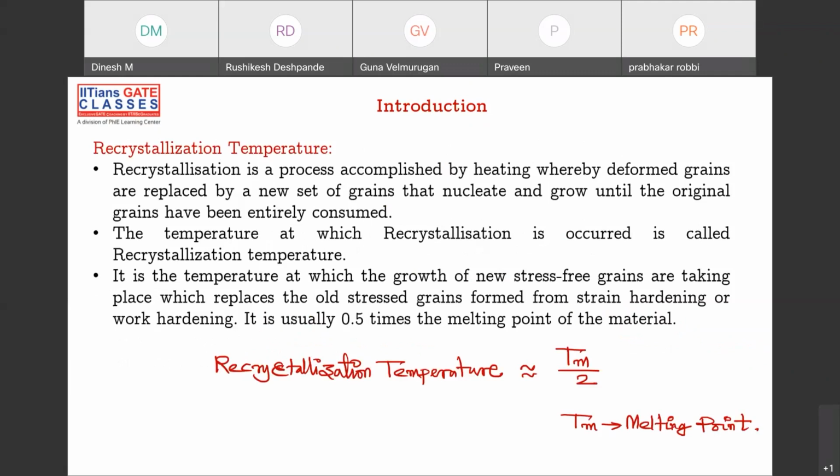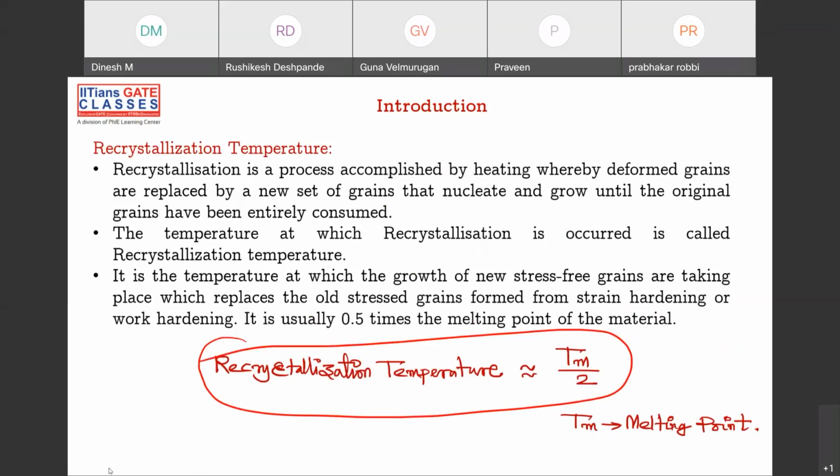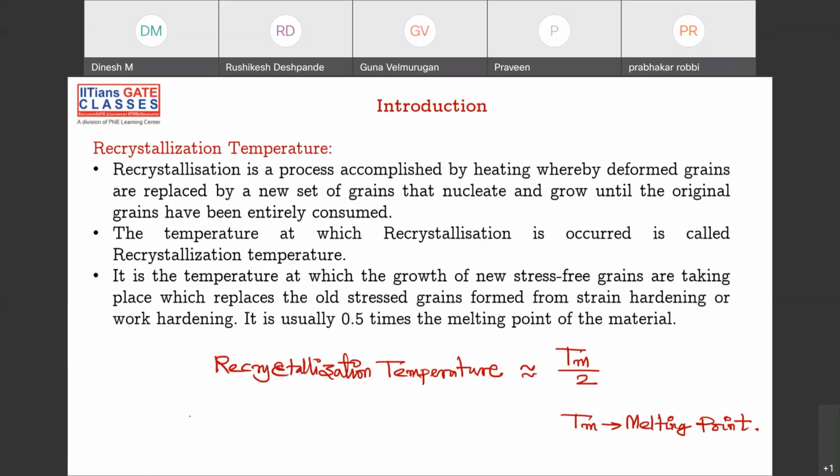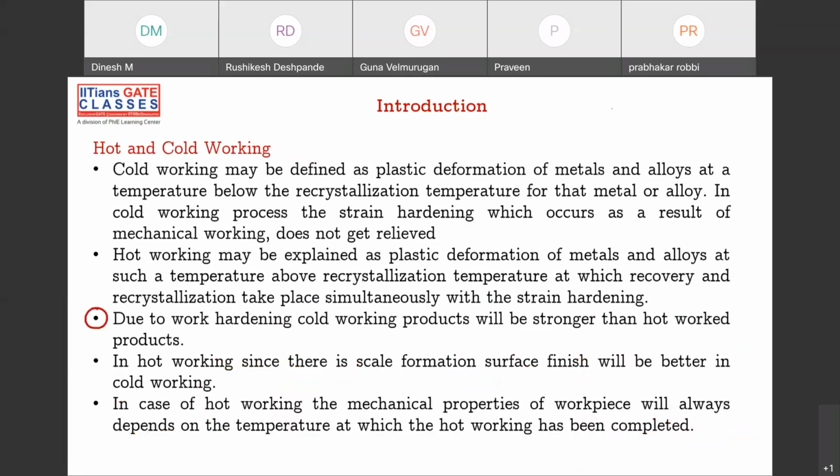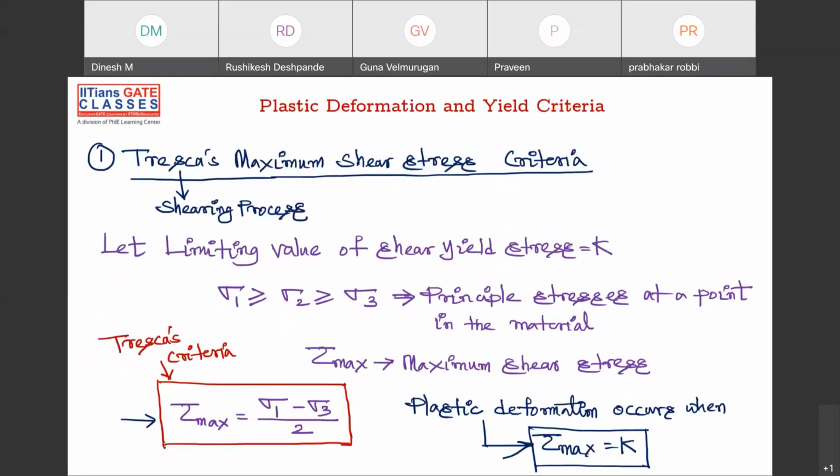And what is recrystallization temperature? It's very important. What is recrystallization temperature? Recrystallization temperature is nothing but the temperature at which one crystal structure is forming into another crystal structure. Okay, so I'll show you the diagram.